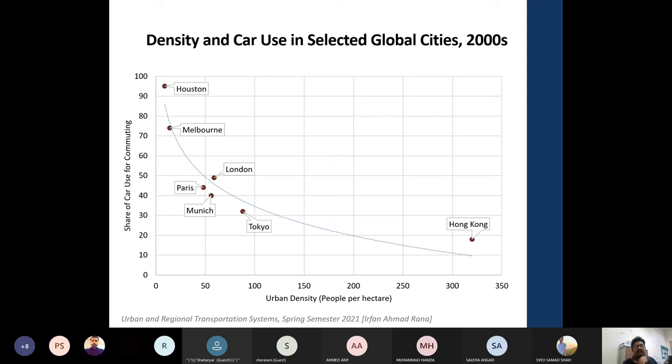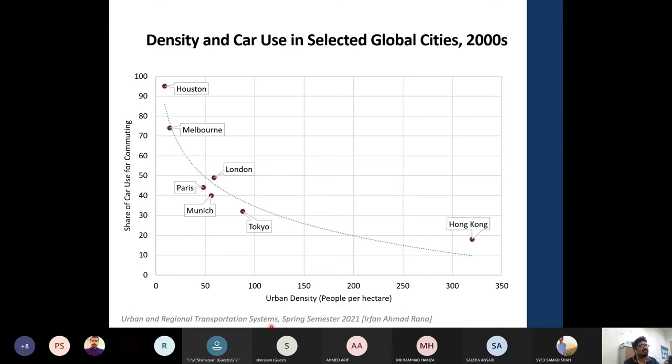Now, it is contrary to, let's say, one of the indicators we've talked about in the previous lectures as well, that having a car is an indicator of development, an indicator of economic power. So in high density areas, even if people have a car, they will opt for less car use, and maybe they will opt for public transportation. So that will ultimately give you a low transportation energy consumption.